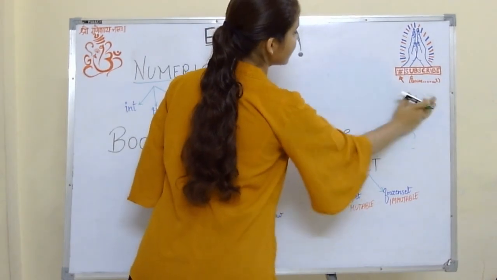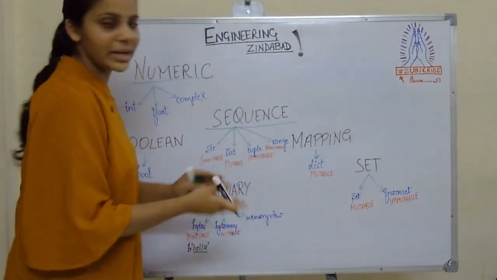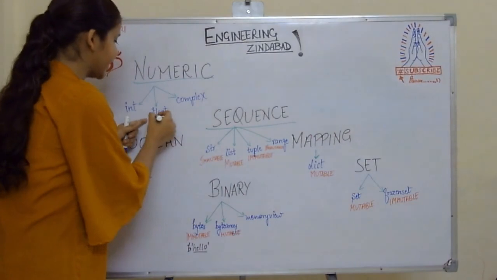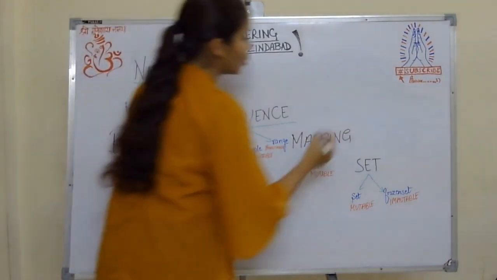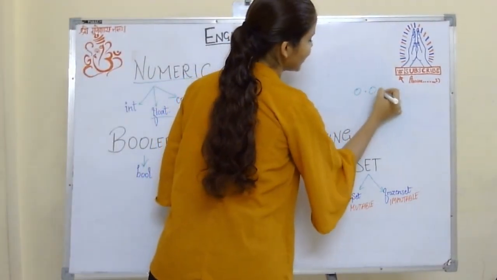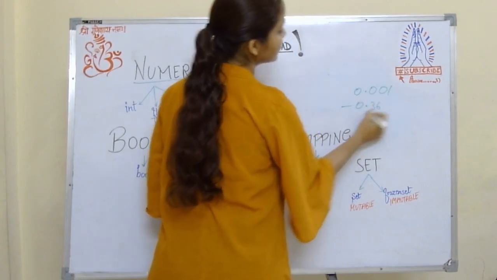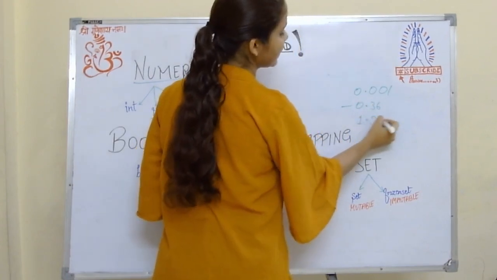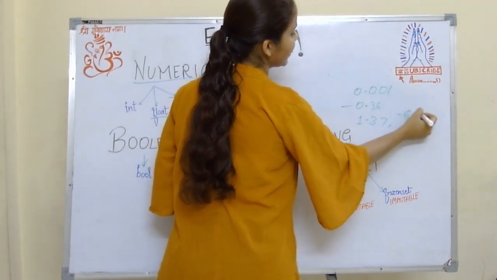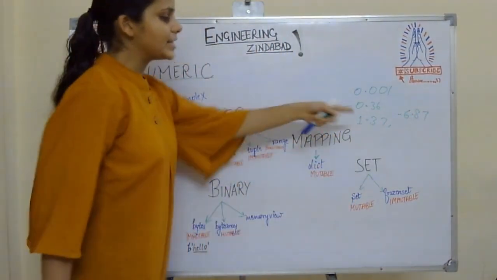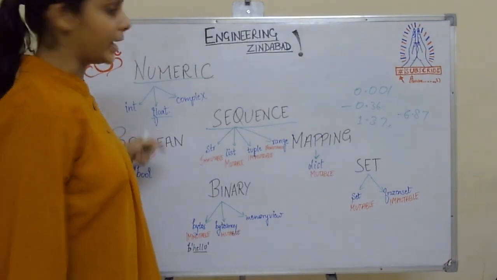Next, let's not complicate it and move on to the next type, that is float. This holds decimal values like 0.001, for example, or negative decimal values, let's suppose 1.37 or minus 6.85, anything. All the decimal values come under float type.